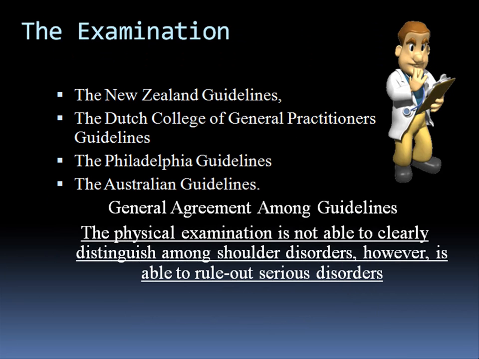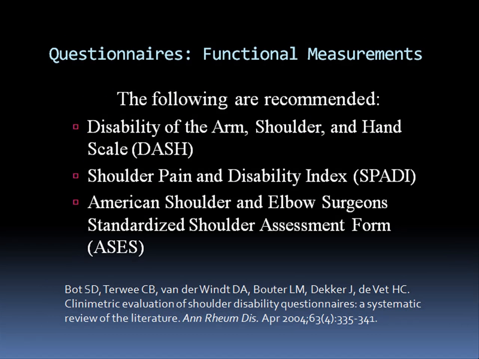There was general agreement among all the guidelines that the physical examination is not able to clearly distinguish among shoulder disorders, however, is able to rule out serious disorders. We reviewed the literature for questionnaire performance and compatibility. The following are recommended: Disability of the Arm, Shoulder, and Hand Scale or DASH, Shoulder Pain and Disability Index or SPADI, American Shoulder and Elbow Surgeons Standardized Shoulder Assessment Form or ASES. Our group felt that the easiest to use in practice was the SPADI.